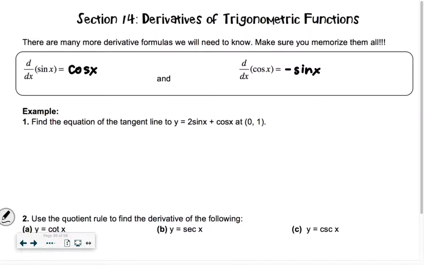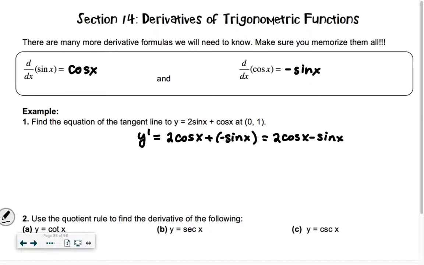So when I take the derivative, I'm going to do y prime equals 2 times sine of x, so its derivative is going to be 2 times cosine of x. And then the derivative of cosine is going to be negative sine of x. So we get 2 cosine of x minus sine of x. What this represents is the slope for any x value. Claire, are you with me? So at any x value.